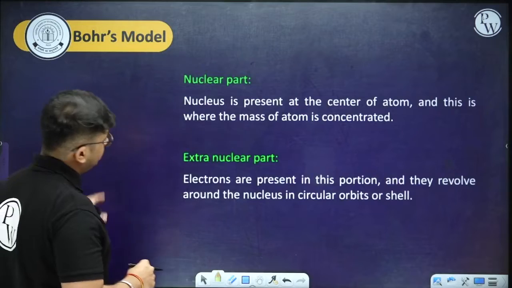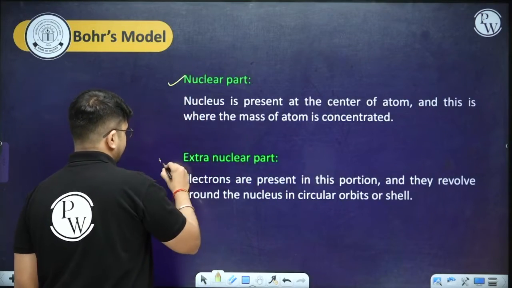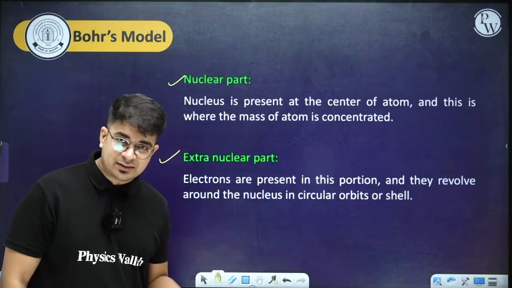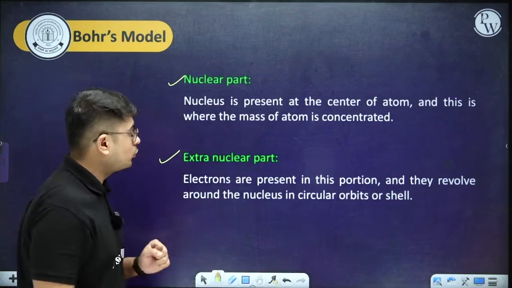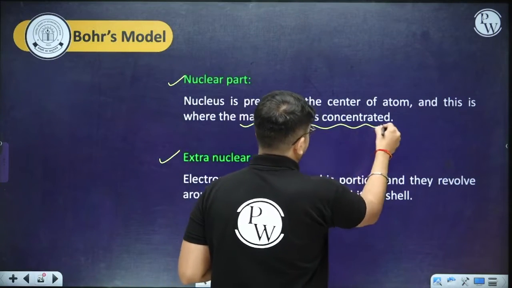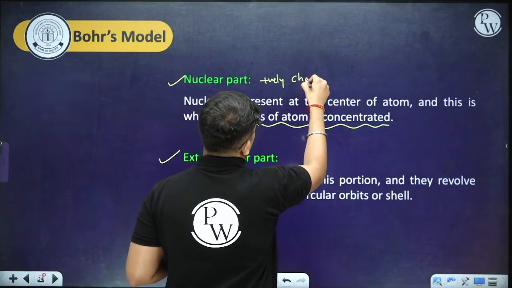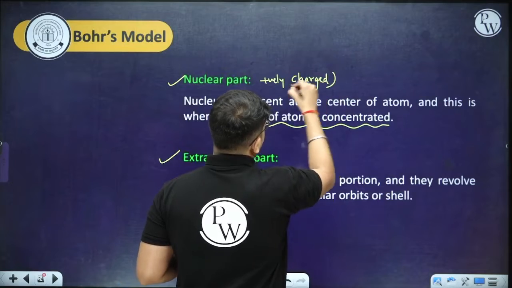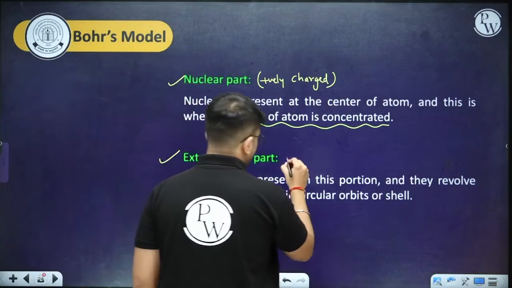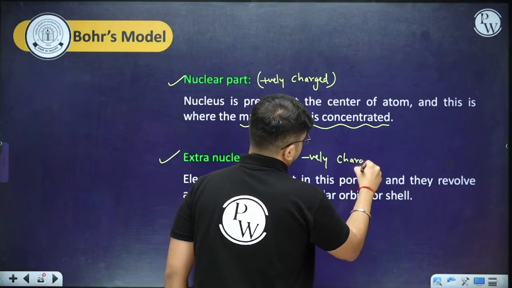Now in that case, he simply said the same postulates, that we have the nuclear part as well as the extra nuclear part. In the nuclear part, you can see the atom's nucleus is present, which is a very small portion, and the entire mass is actually concentrated at that particular point, which is the nucleus, and this is again positively charged. Okay. Now the extra nuclear part is basically where the electrons are present. So this is the negatively charged part.